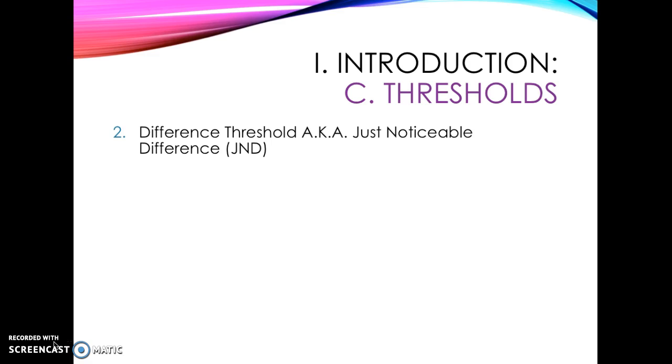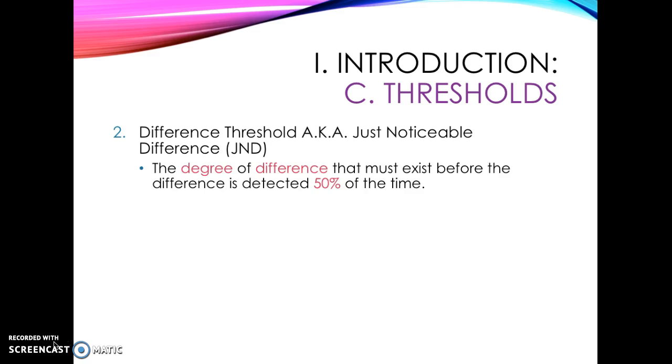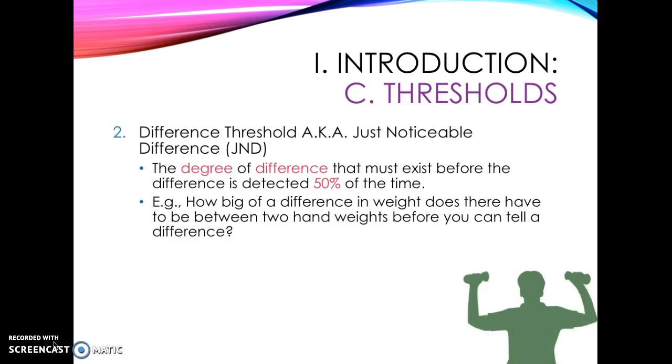Now the other type of threshold is called a difference threshold, or just noticeable difference. This is another threshold where you can tell the difference between two different stimuli. So can you detect the difference between two stimuli 50% of the time? An example would be if you're holding two weights. At what difference in weight between the one in your left hand and the one in the right hand can you tell, okay, this one's heavier? That would be the just noticeable difference.